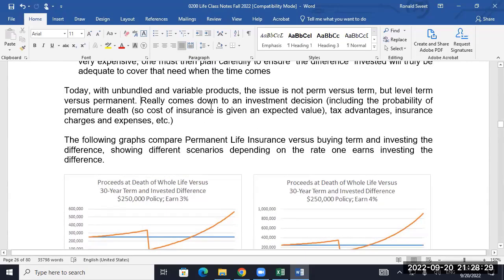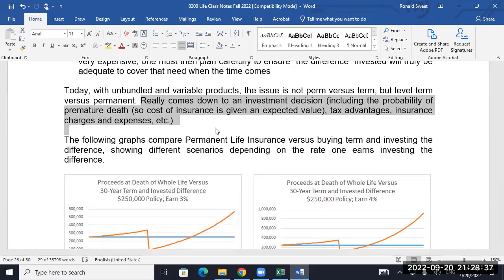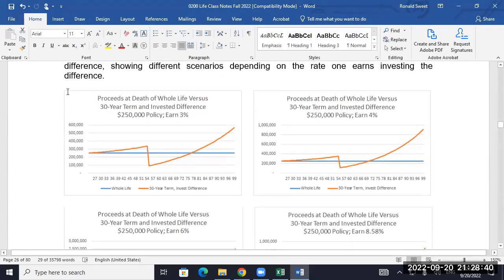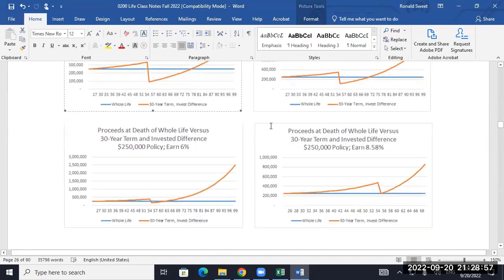So it really comes down to who can do better, the insurance company or you. And that's what I told him. Who's going to do better? So I took his numbers and I built these 4 scenarios. This first one, I said, you have a choice between buying this whole life or buying 30-year term, and you invest the difference in premiums at 3%. And then the last scenario I ran was you buy this whole life policy or you buy the 30-year term and invest the difference at 8.58%. I'll show you where I got that number.